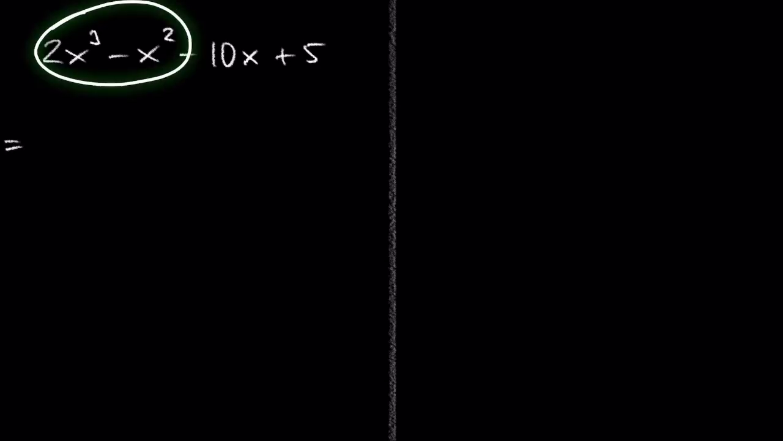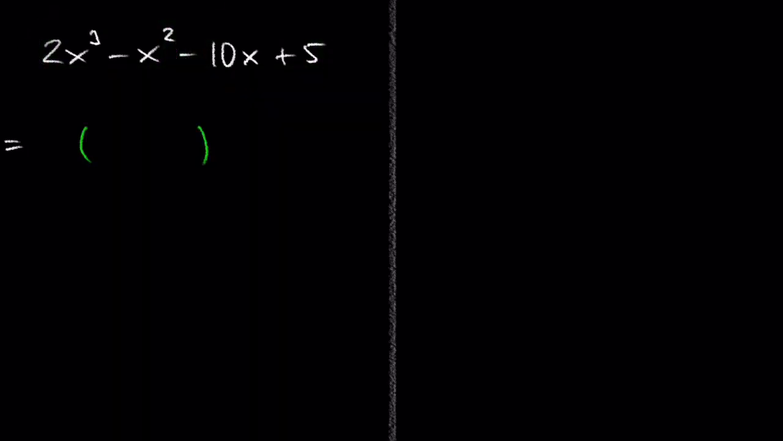Let's try another example. 2x cubed minus x squared minus 10x plus 5. Again, we have to factor out the two groups respectively. In the first group, the greatest common factor is x squared. And in the second group, the greatest common factor is negative 5. Feel free to pause the video and fill in the missing terms.